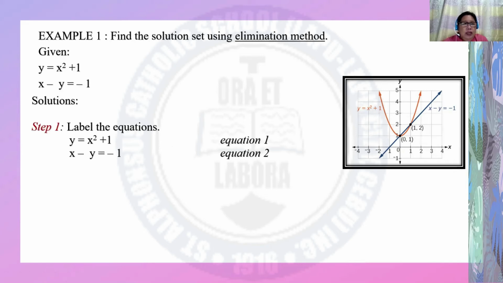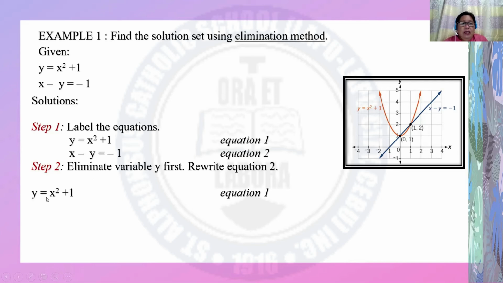So step 1, we have to label the equations. Y is equal to x squared plus 1, this is equation 1. X minus y equals negative 1 is equation 2. And step 2, we have to eliminate the variable y first. Then rewrite equation 2. In this system, it would be easy to eliminate the variable y first.